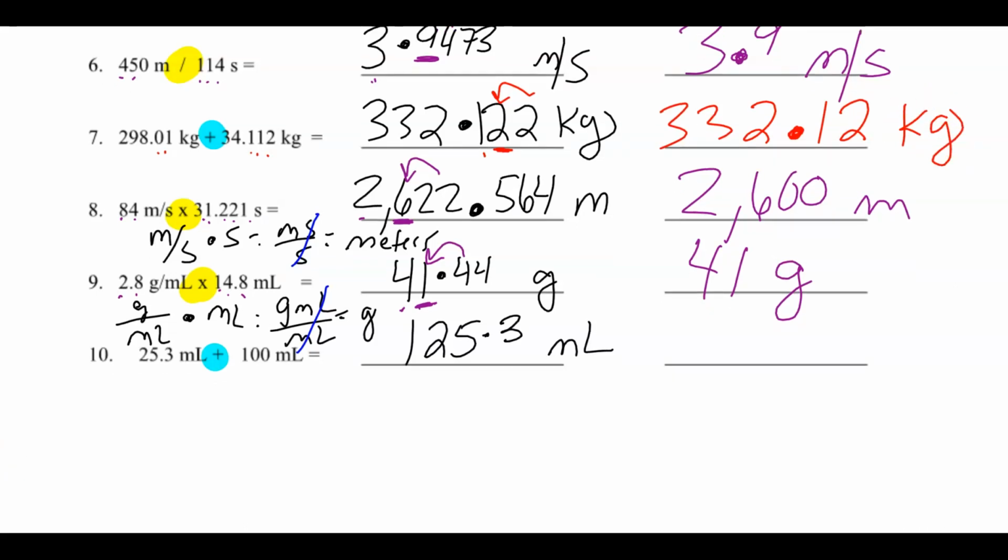And our very last one on this page. So we have 1 decimal and we have no decimal places. So I've got to round, so I have no decimal places. My final answer was 125 milliliters.